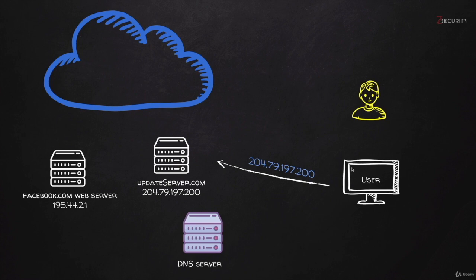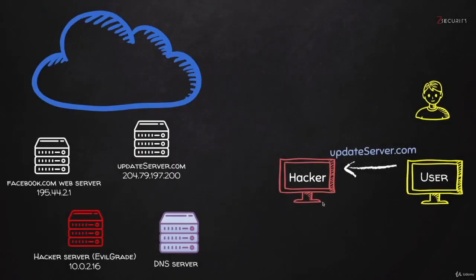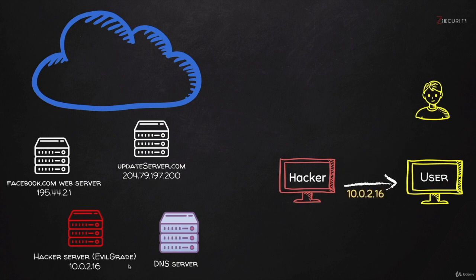Now, if we are the man in the middle, if we're able to intercept all the requests and the responses, then when we get a request for updateserver.com, instead of giving the IP of the update server, we can actually give the IP of a hacker server.